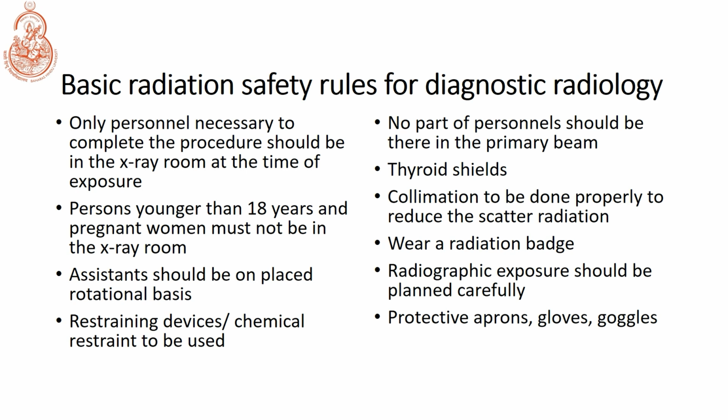Use protectives like thyroid shields, protective aprons, gloves, goggles, etc. Collimation shall also be done properly to reduce the scatter radiation. This is going to reduce the excessively deviated X-rays, and it is going to have more parallel rays pass out of the X-ray tube. Always make sure that a radiation badge is worn whenever you are inside the radiology section when a procedure is being done, to monitor the exposure.